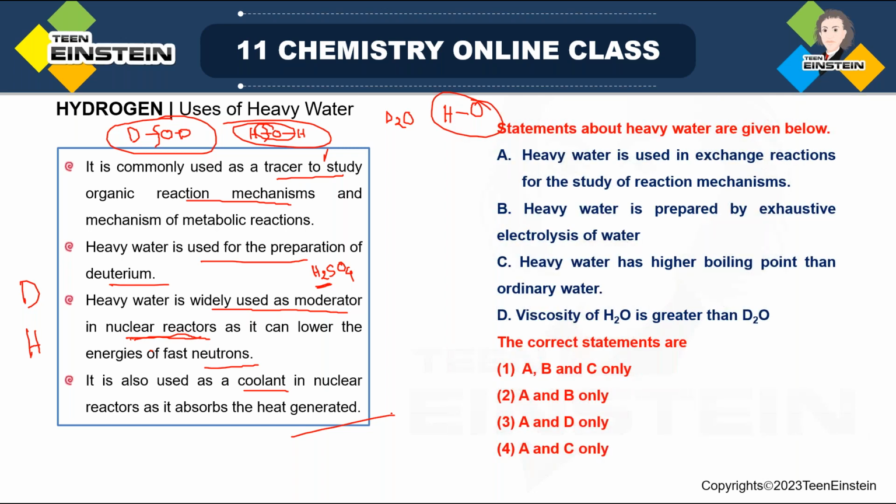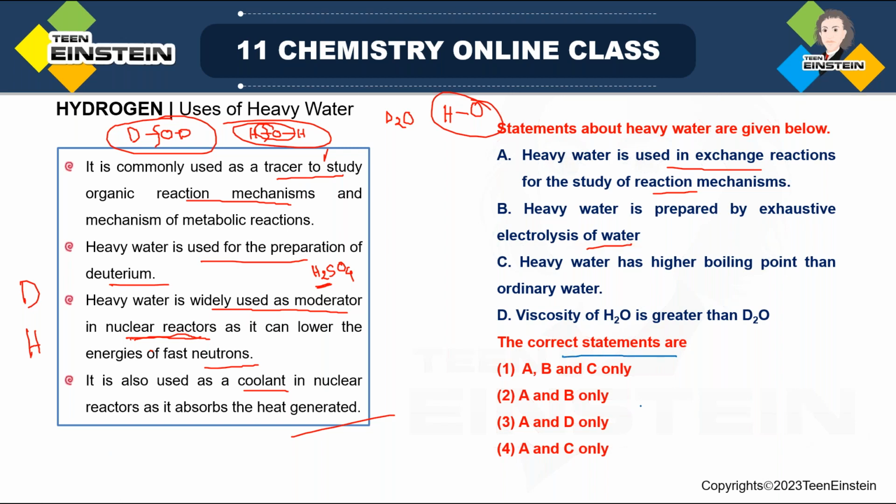Next we will see, we have a problem here. In this problem, there are some statements related to heavy water. The first statement: heavy water is used in exchange reactions for the study of reaction mechanism. The second statement: heavy water is prepared by exhaustive electrolysis of water. Then: heavy water has a higher boiling point than ordinary water, and the viscosity of H2O is greater than D2O. Fine. So among these four statements, we have to find the correct statements.